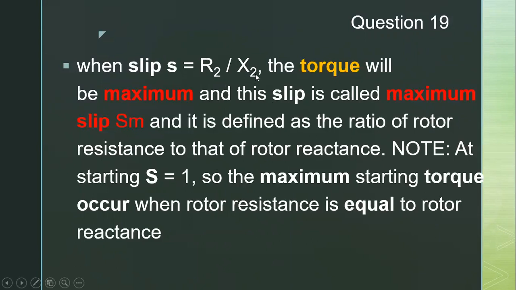So when you need the maximum torque at starting time, you have to arrange R2 by X2 to be equal to the value of the slip. At starting time S is equal to 1, so maximum starting torque occurs when the rotor resistance equals the rotor reactance. You can vary R2, so you can make R2 by X2 equal to 1, or R2 become X2. In that condition you will get the maximum torque.